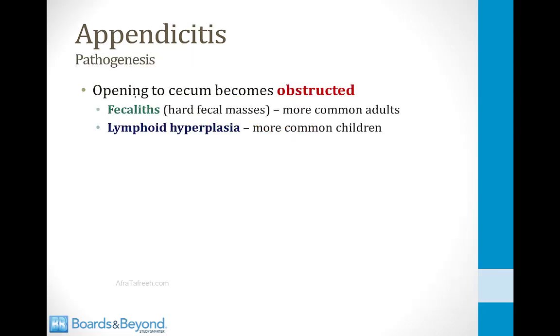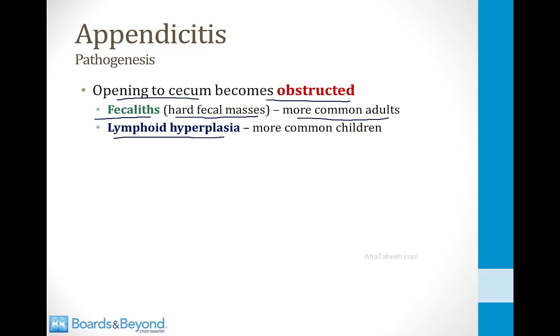Appendicitis occurs when the opening of the appendix into the cecum becomes obstructed. If it becomes obstructed, bacteria can accumulate behind that obstruction, and essentially you get a small abscess inside the appendix in the abdomen. There are a couple of things that can cause the outlet of the appendix to become obstructed. Fecalus can do this. These are hard fecal masses, and this is a common cause of appendicitis in adults. In children, it's more commonly lymphoid hyperplasia.